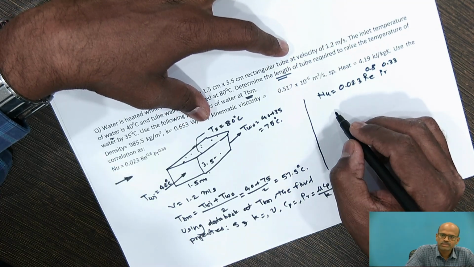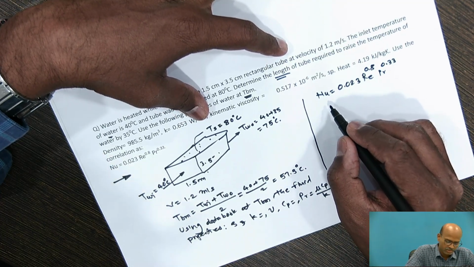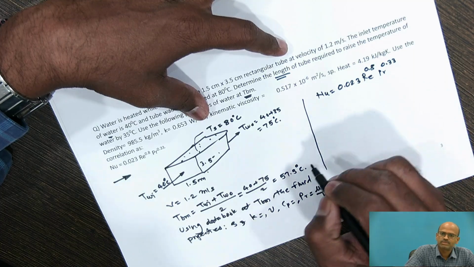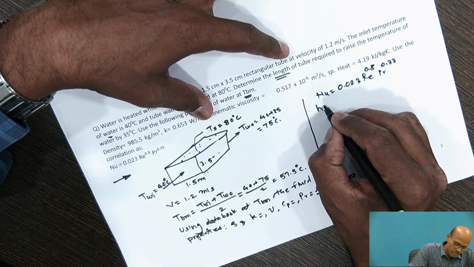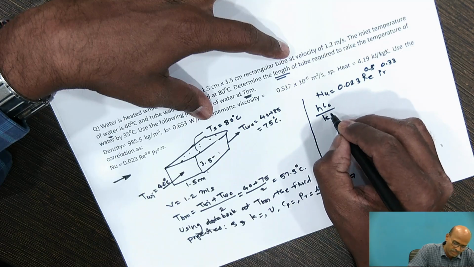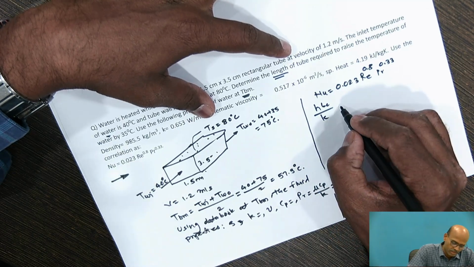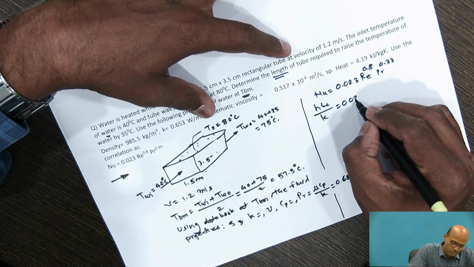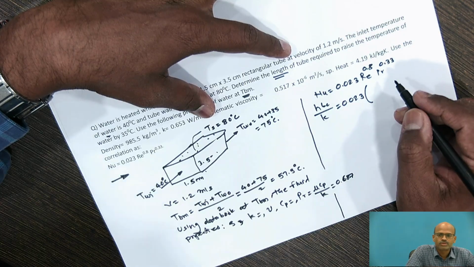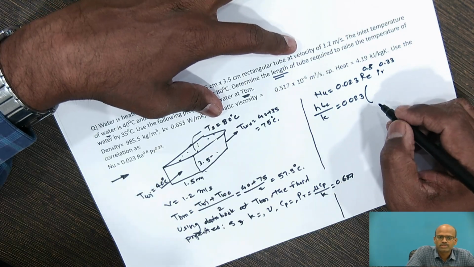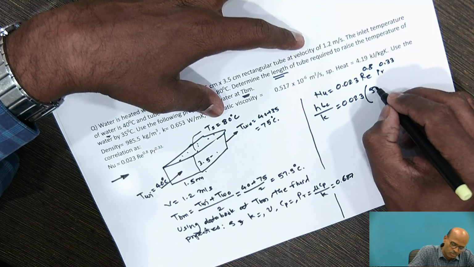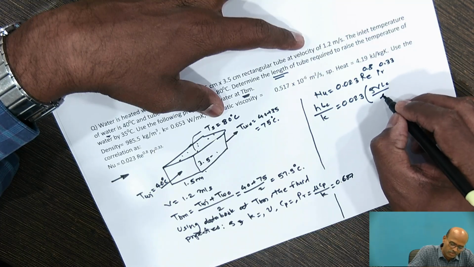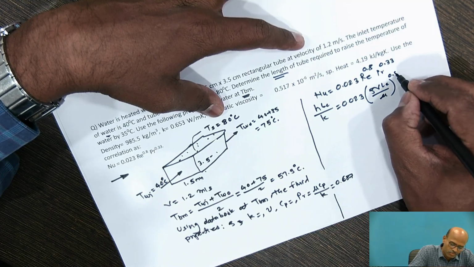I will be substituting the equation of these dimensionless numbers in this equation itself. So it is Nusselt number hLc by k is equal to 0.023. What is the Reynolds number? You have studied in the fluid mechanics. Yes, it is rho V Lc by mu raised to 0.8.